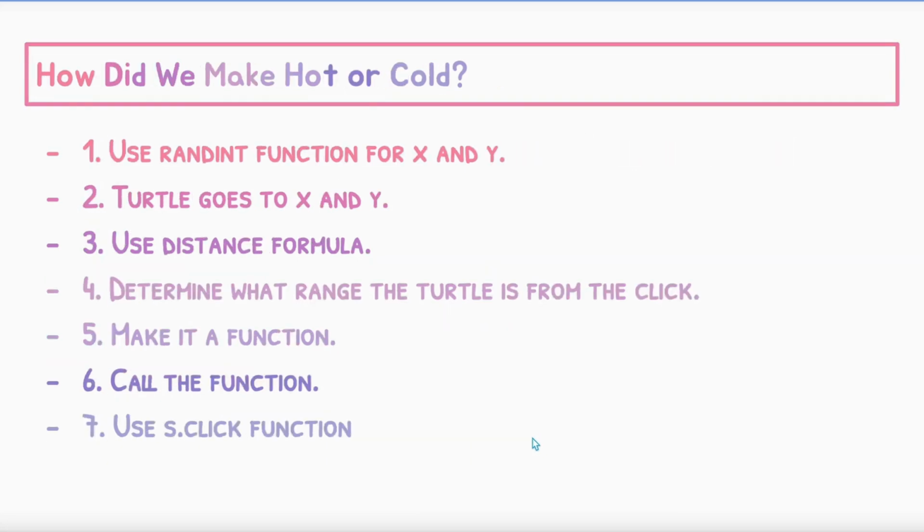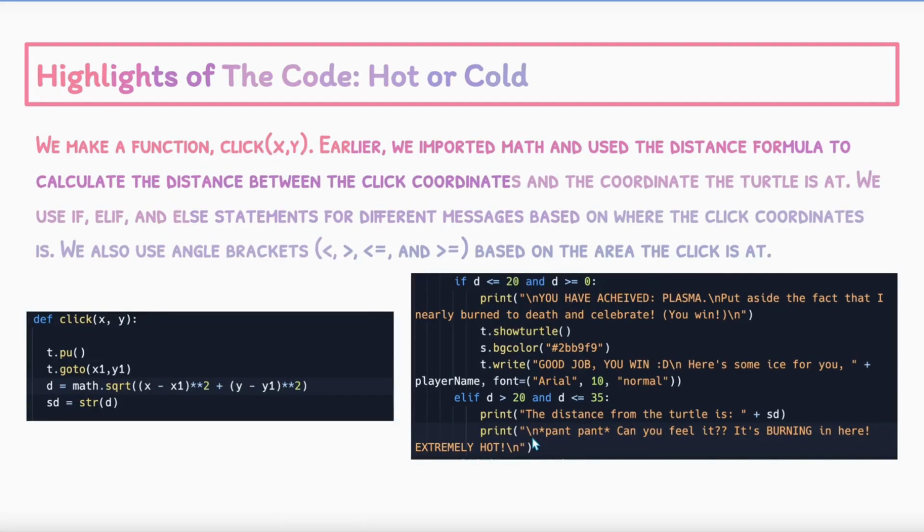We made Hot and Cold using the random function for x and y. Then we made the turtle go to x and y, and then we used the distance formula to determine what range the turtle was from the click. We then made it into a function. We called the function, and then we used the x.click function. Here are some highlights of the code.